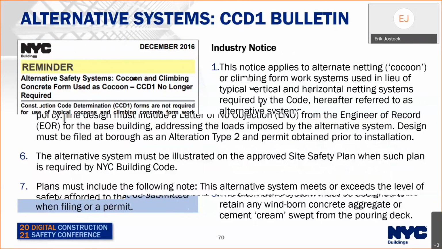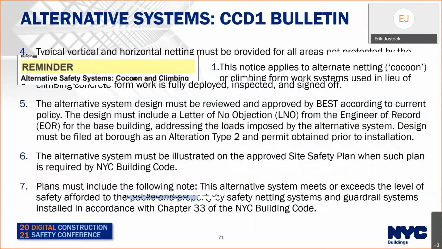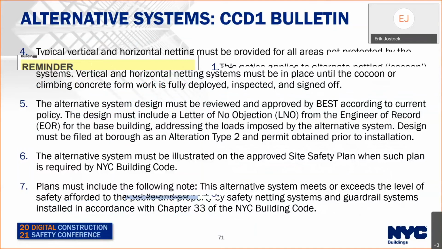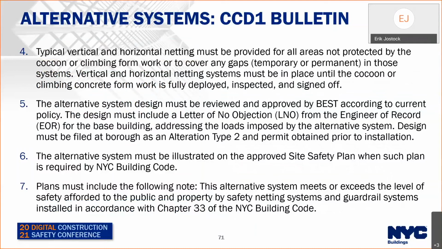Typical netting must be provided for all areas not protected by the cocoon or climbing formwork to cover any gaps on those systems. Number 5, the alternative system must be reviewed and approved by BEST. At the time, we were BEST, now we're construction safety compliance.